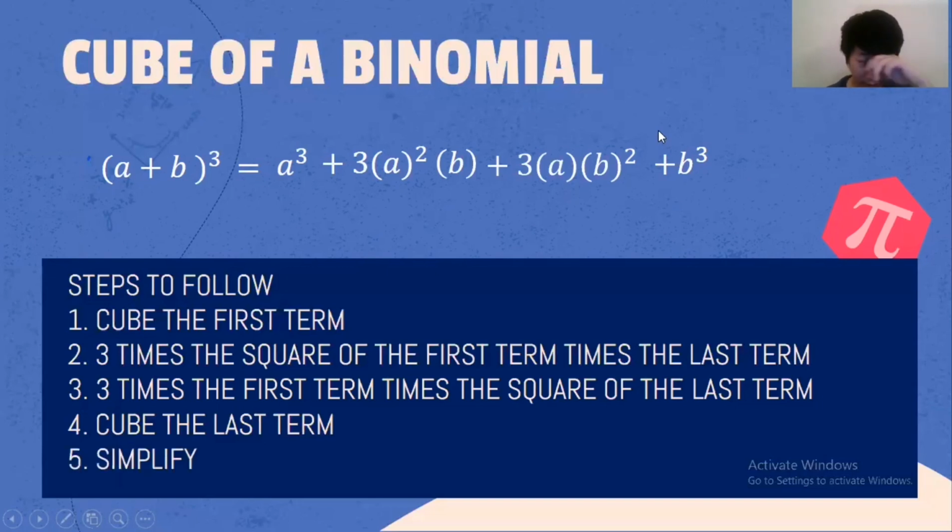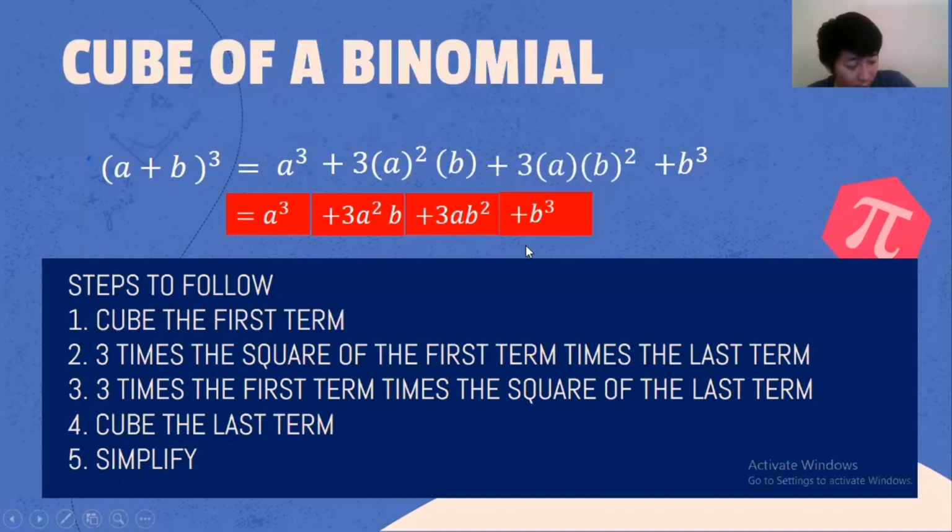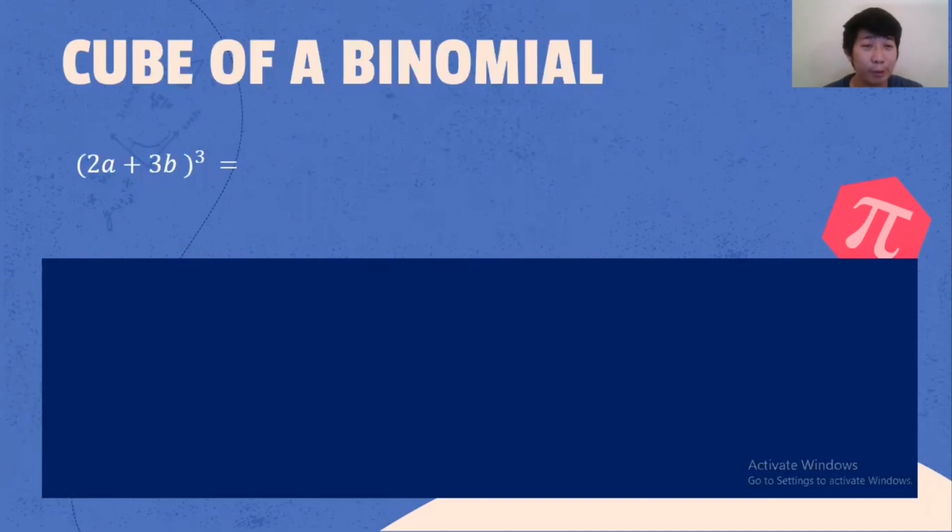Then we can now simplify. A cubed, of course a cubed. Then a squared times 3 times b, that is 3a squared b. So b squared times a, that is ab squared times 3, 3ab squared, then b cubed. I hope you followed that one. Let's try to have another example in order for you to understand it more. So the quantity of 2a plus 3b cubed, or the cube of 2a plus 3b.